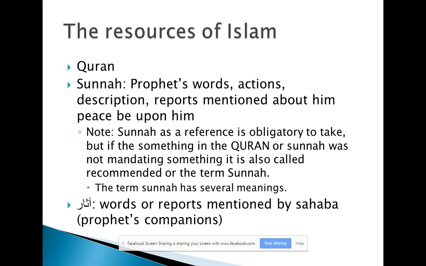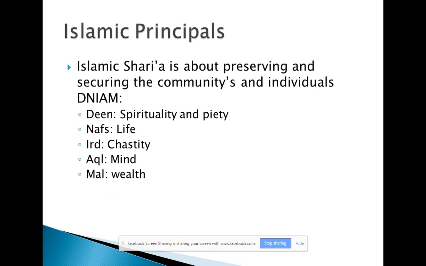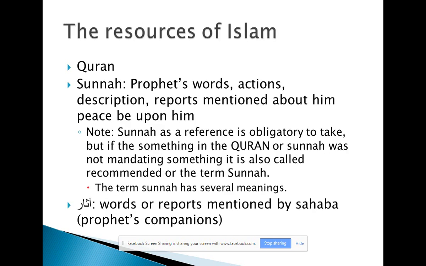The resources of Islam. When we say, for example, we go back to Quran, or we go back to Sunnah, generally the ahadith or the ayat are laid out. But then the scholars would read through these ayat and ahadith and lay out what they derive, the rulings that are mentioned in these different resources.